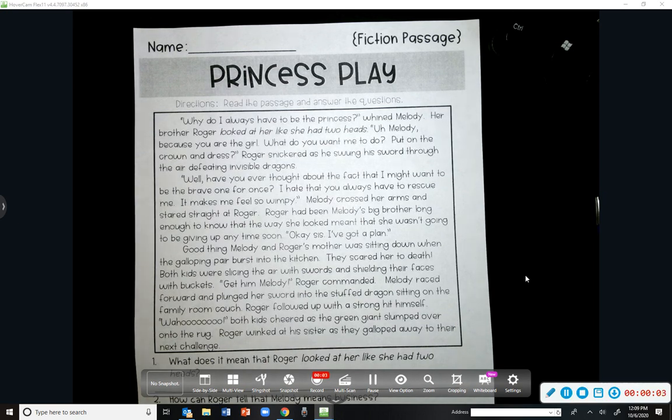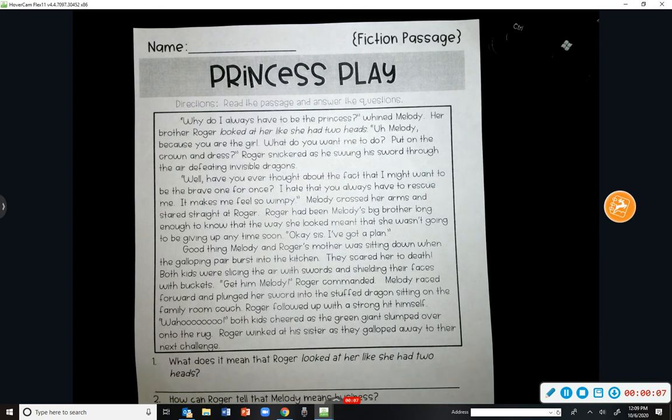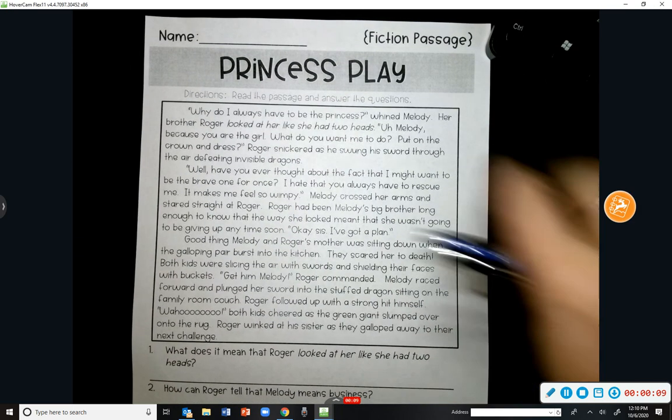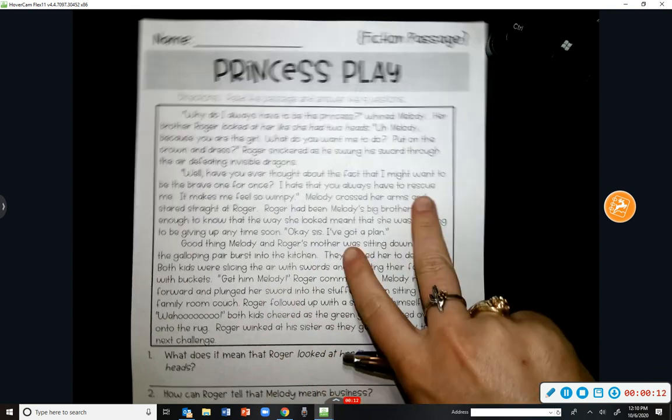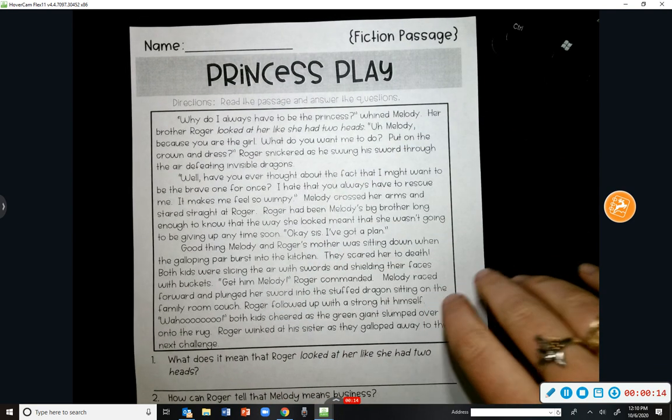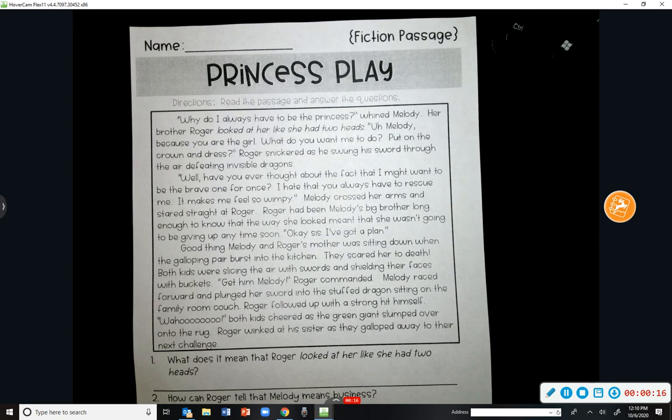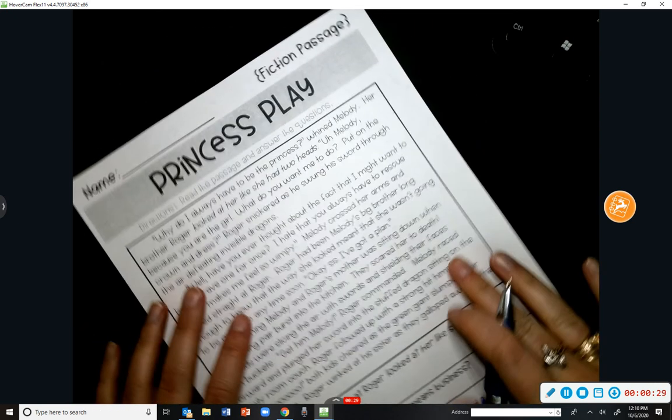Okay, so I'm going to be showing y'all how to read through a passage using some strategies, okay? So the very first thing that we're going to do is we're going to read the title and underline it. Who wants to read the title? Kelsey. The title. Princess Play. Princess Play. So you're going to take your pencil and you're going to underline the title.